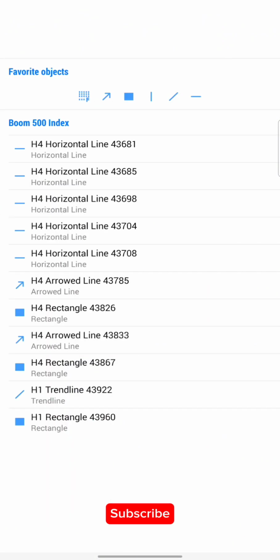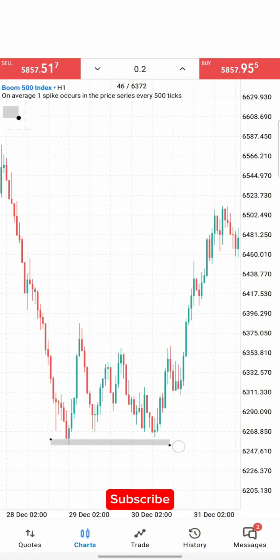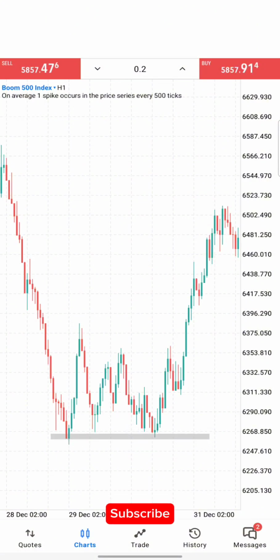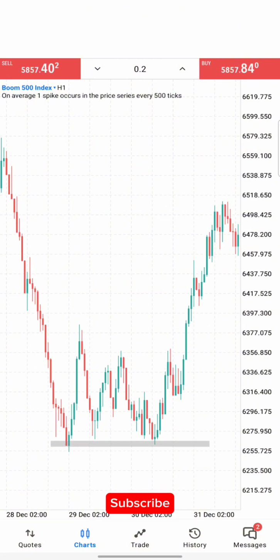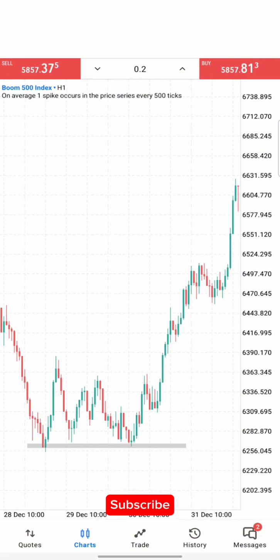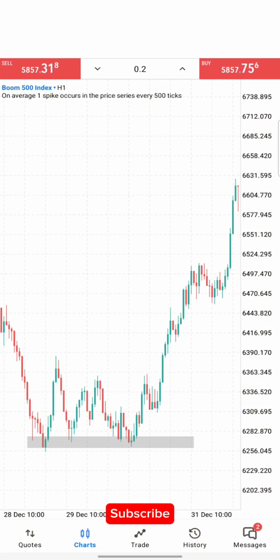Let me pick my tool and then draw. We have this zone here. Now there's something the Deriv normally does. If a market is going to respect your zone and give you a strong push to the upside, you are going to always have fake outs. This doesn't happen always in the market. This particular setup you're looking at, this level I'm tapping on, it doesn't happen like that in the market.